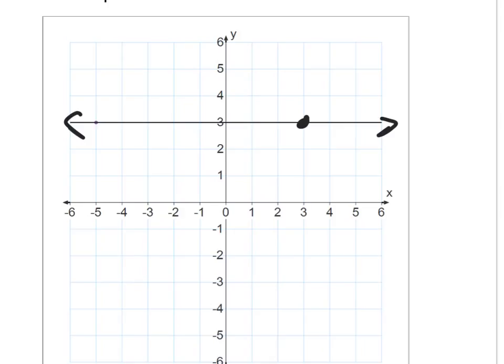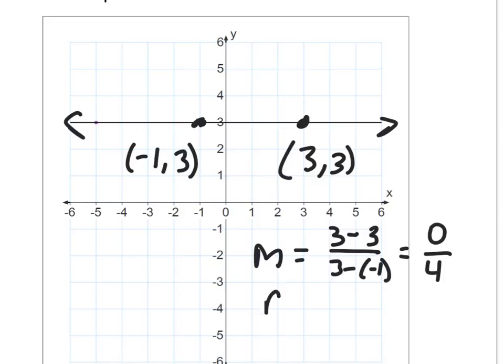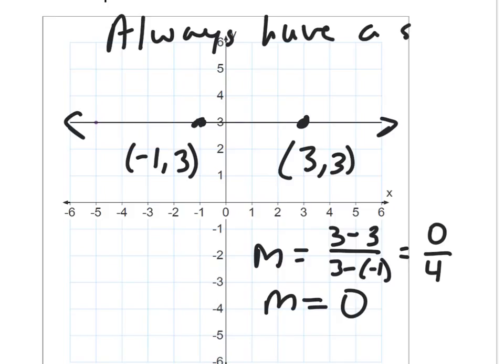If I pick 2 points on here, like this point is 3, 3. This point is -1, 3. When I use my slope, I'll get a slope of 0 because my vertical change, which is my numerator, is 0. I get 0 over 4 here. So horizontal lines always have a slope of 0. Okay? All right. We hit the end.